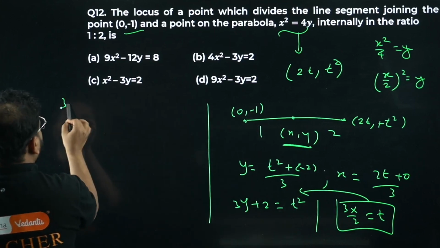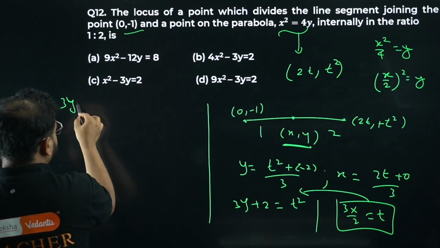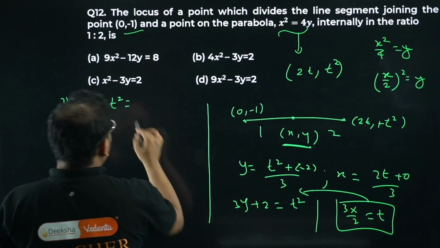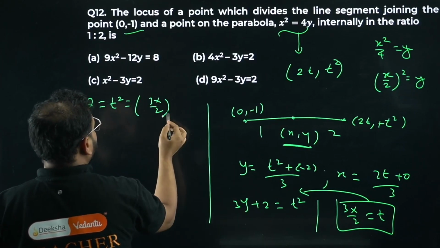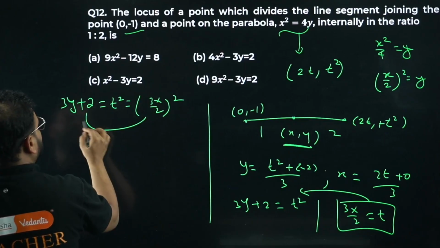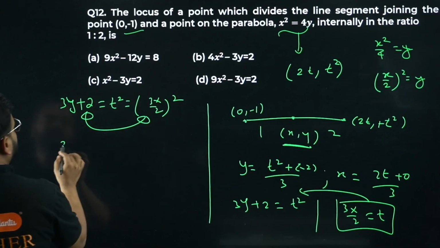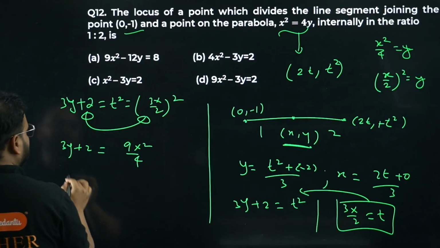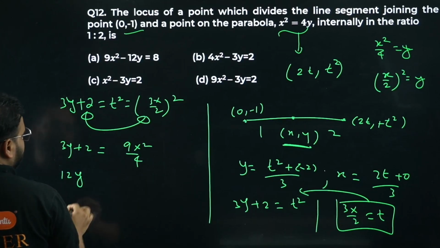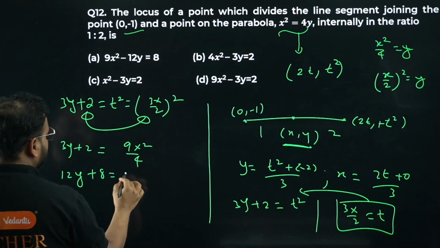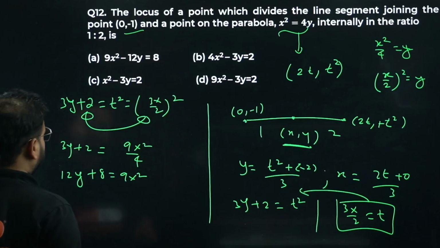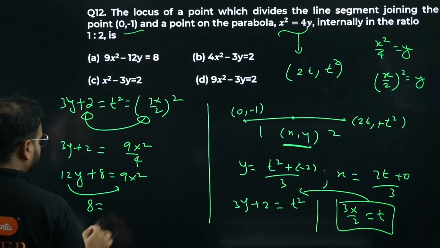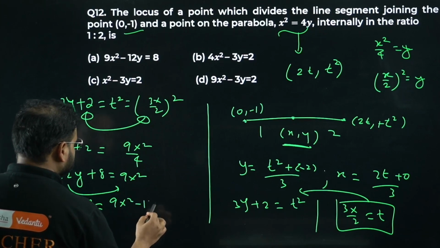So I have 3y plus 2 equals t square. And what is t? Please check, 3x by 2, the whole square. I'll club these two together to eliminate the value of t. Okay, I have 3y plus 2 equals 9x square by 4. Cross multiply: 12y plus 8 equals 9x square. I can bring this to the other side, I get 8 equals, please check, 9x square minus 12y.